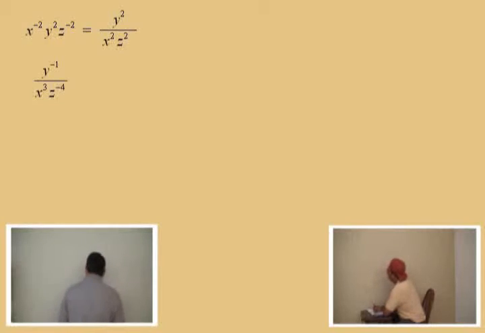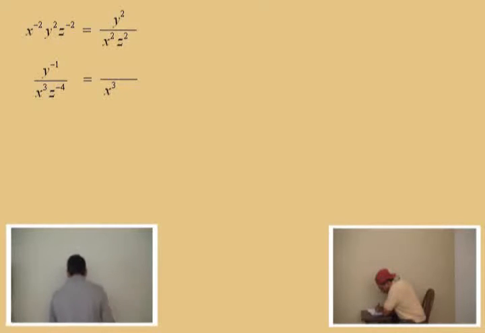Okay, here we go. This time we have y to the negative 1 over x to the 3rd, z to the negative 4th. Okay, Charlie, what do we do with that x? X to the 3rd. Do we have to move it? No. No, that stays there, right on the bottom.